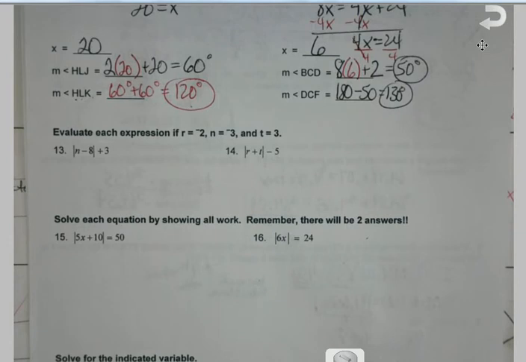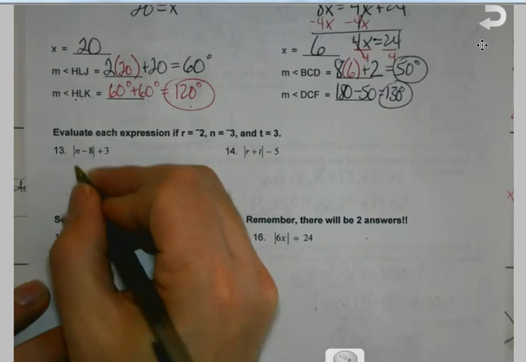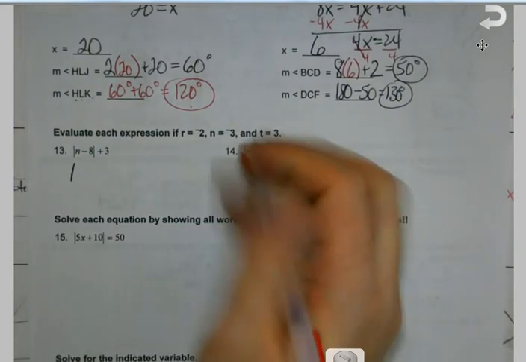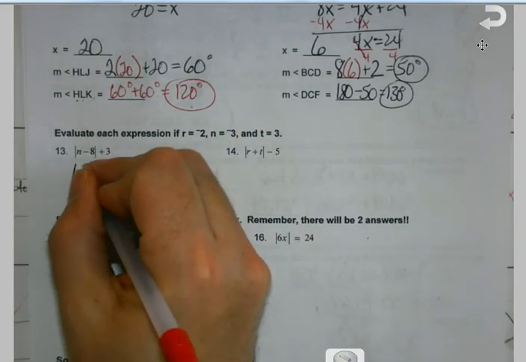So, as we keep going, we get into the absolute values, which we've been doing this unit. And all we're going to do is plug the values in and get an answer out. So like here, I'm going to plug in a -3 for the n, because that's what it tells me it is.